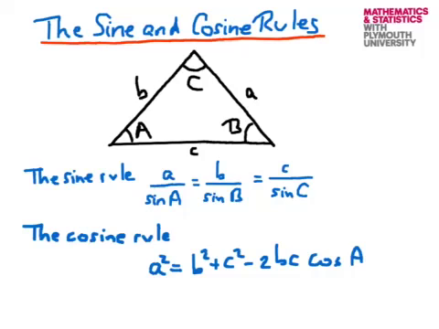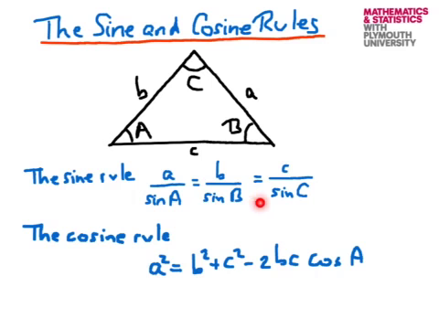So in this video, what I want to do is to derive the sine and cosine rules of trigonometry. To set up our notation, I've drawn here a triangle and I've called the angles capital A, capital B and capital C, and I've called the sides facing the angles the lowercase version of the angle. So opposite capital A we have a side of length little a, etc.